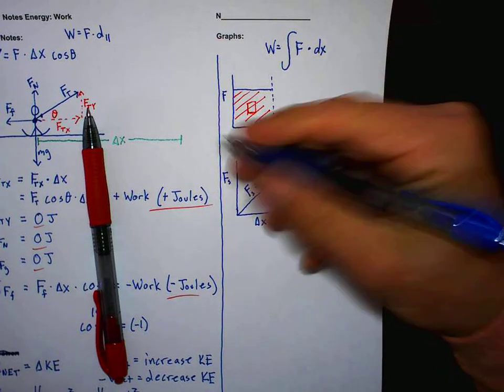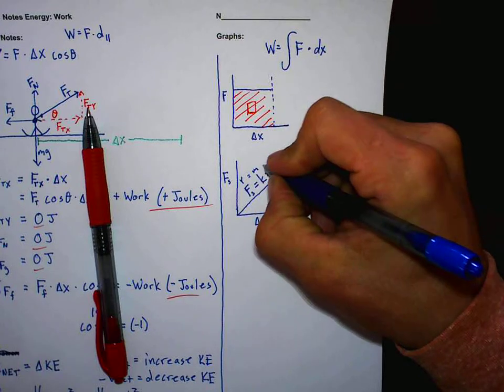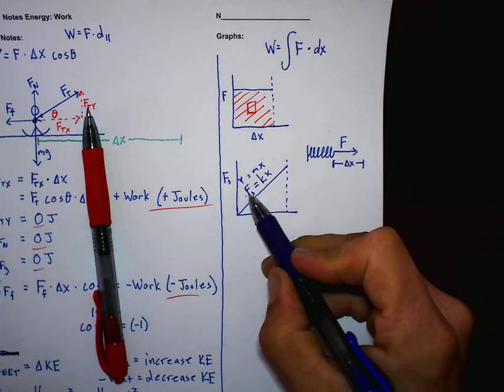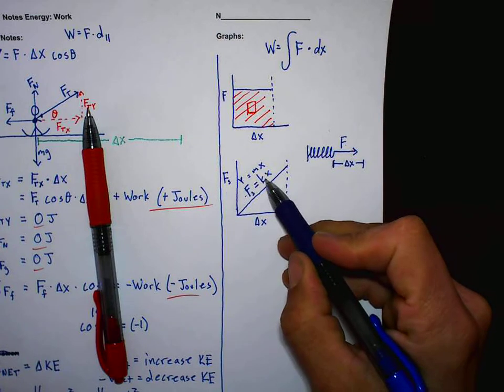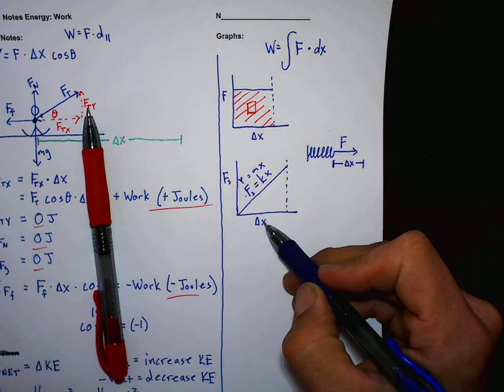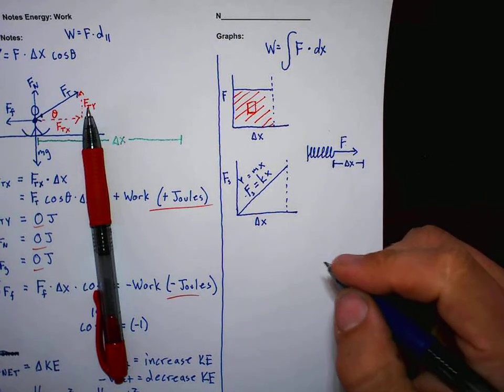Okay, let's check it out. We got y equals mx. This is a linear relationship. Okay, our y value, force of the spring. Slope is the k value, and x, we are graphing the change in x. So slope equals k. That's the spring constant.